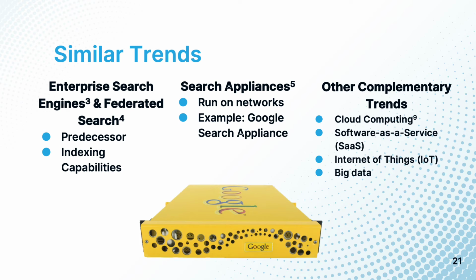Next, we have search appliances. Here, the appliance runs inside or outside a company's network to crawl resources so that users can search. An example of this is Google's Search Appliance. This was a physical box that could be installed manually by a technician at the site of a customer. Other similar trends include cloud computing, which is on-demand computing and storage; software as a service, which is a licensing model; Internet of Things, a trend in which physical objects are embedded with sensors, allowing them to feed and ingest data; and lastly, big data, which is the analysis of large data sets.